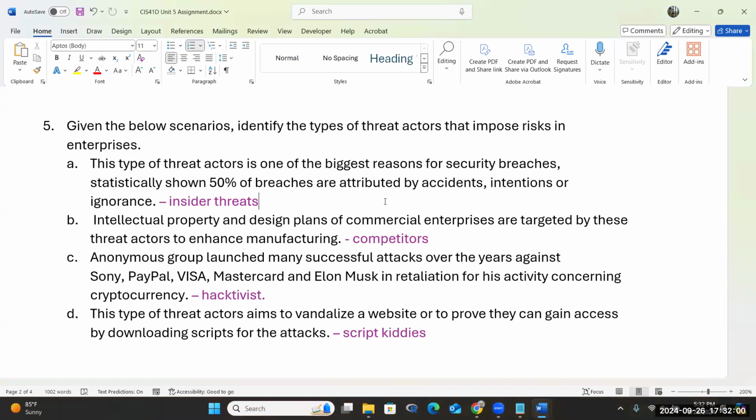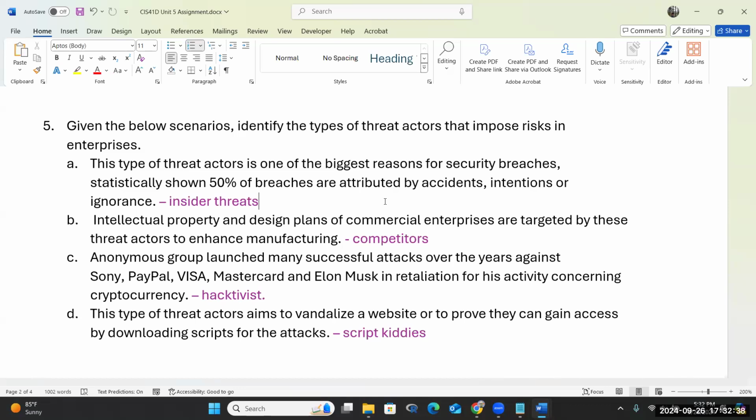And then C, Anonymous is a group, right? We know that they launch attacks for political reasons, and also to retaliate based on their beliefs. And so they have targeted Sony, PayPal, Visa, MasterCard, and much more. And then recently Elon Musk for cryptocurrency tweet activity. So that's a hacktivist. And Anonymous is one of the larger groups, but you do have other groups who are hacktivists as well.